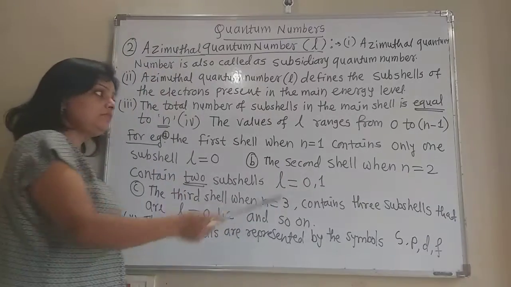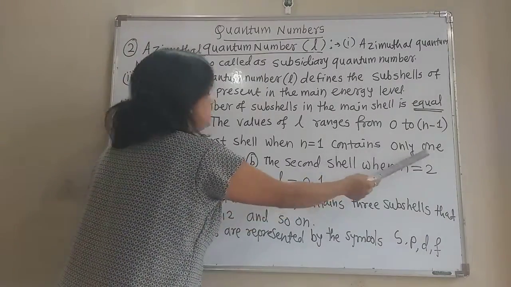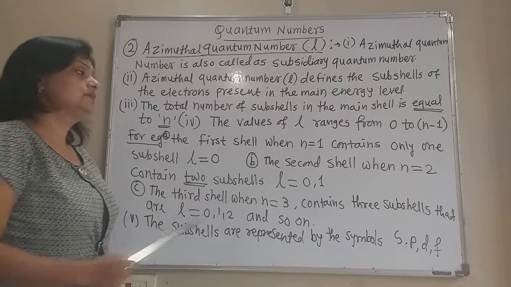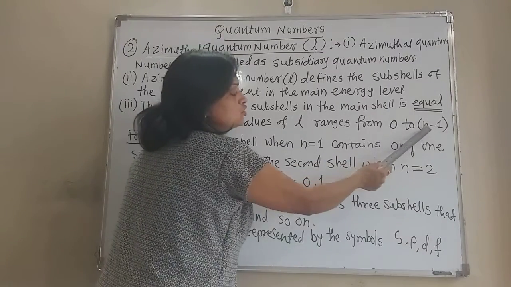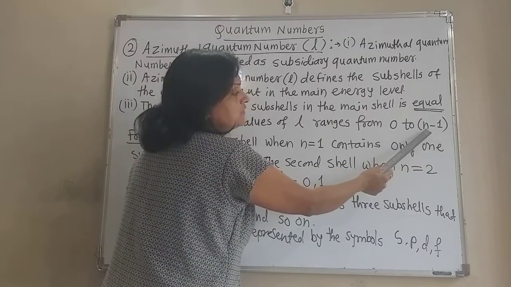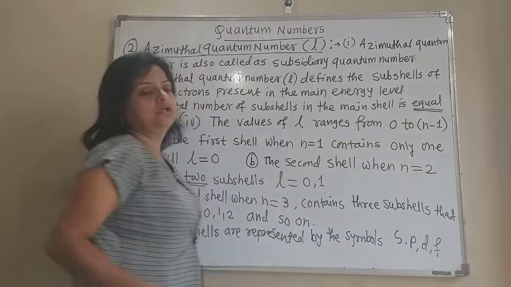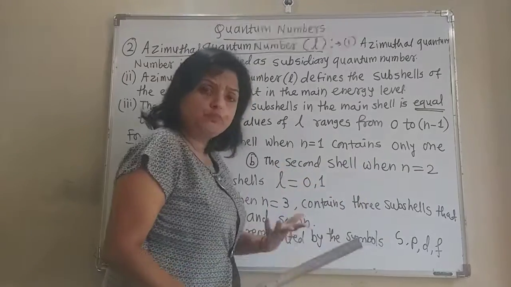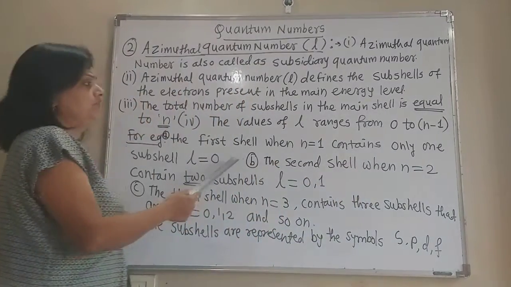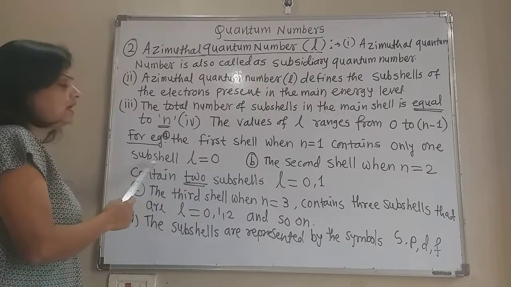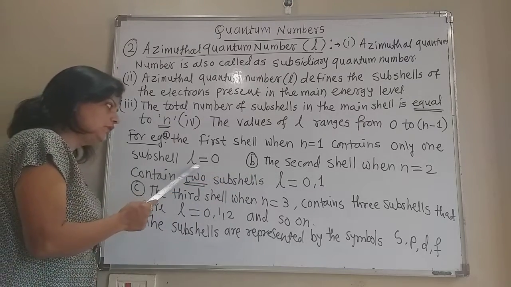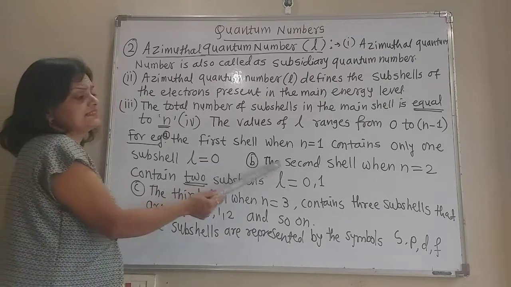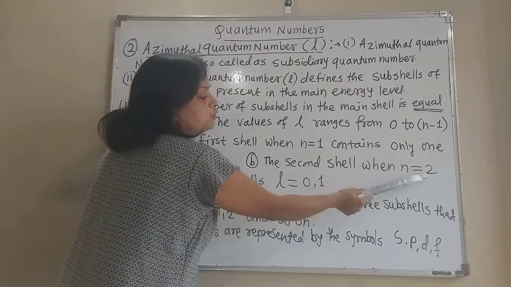Now see, for example, the first shell, the first main energy level, when n is equal to 1, contains only one subshell where l is equal to 0. Because as n is equal to 1, it starts from 0 to n minus 1. So 1 minus 1 becomes 0. In this way, in the first shell, when n is equal to 1, there is only one subshell, and its value of l is equal to 0.